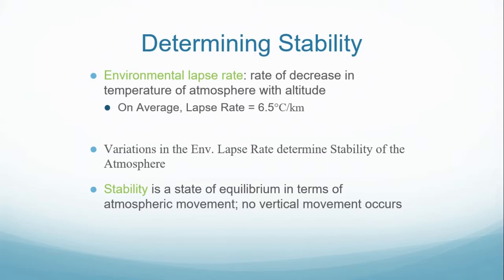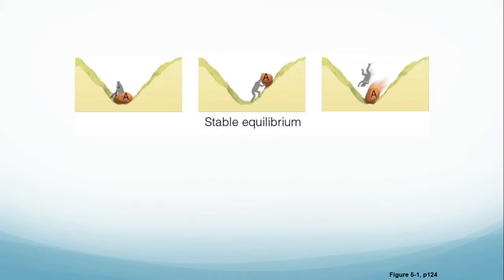By stability, we are referring to the state of equilibrium in terms of atmospheric movement. In other words, if we have a stable atmosphere, there is no vertical movement in the atmosphere. If we have an unstable atmosphere, then there will be a lot of vertical movement, which leads to cloud development.